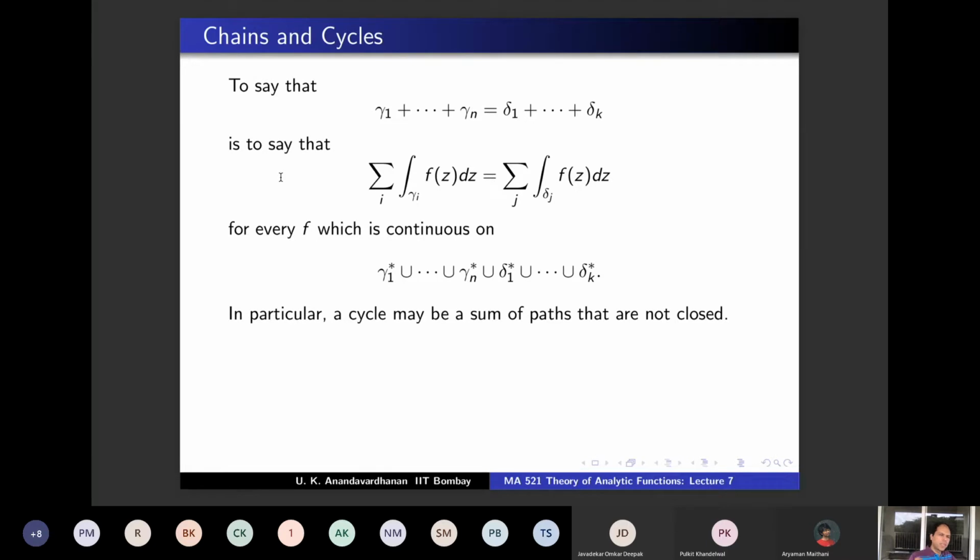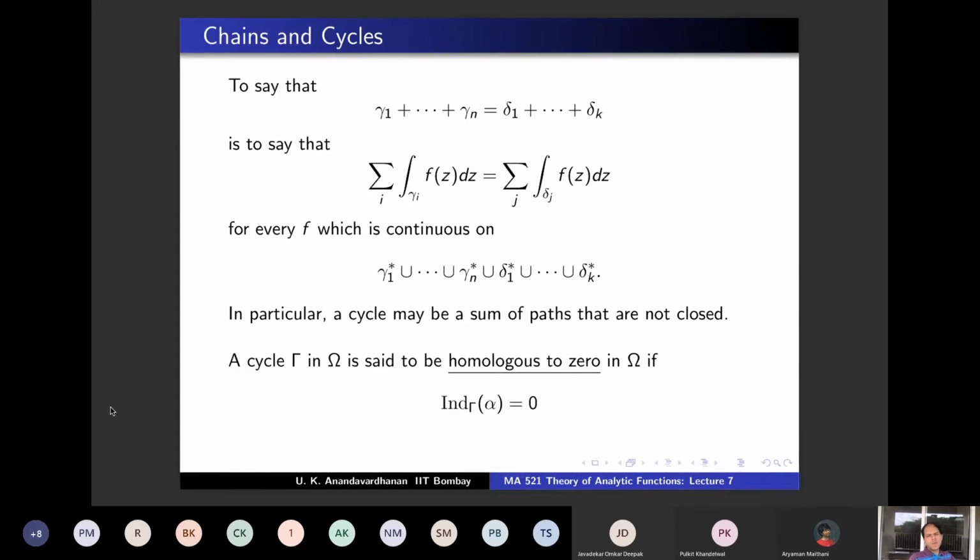This is an equivalence actually. So a cycle may be a sum of paths that are not closed. That's okay. And now we are going to introduce a definition. So observe carefully what the definition is. A cycle gamma in omega, where omega is some open set, is said to be homologous to zero in omega. Maybe the underline should have gone up to "in omega". The definition is homologous to zero in omega. It depends on omega. It's in terms of the winding number.